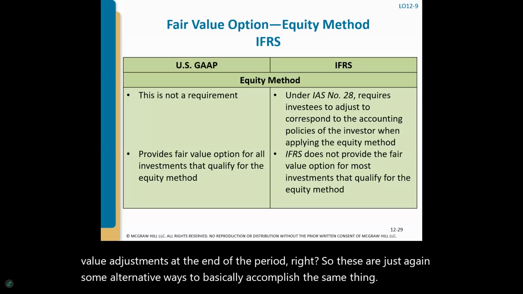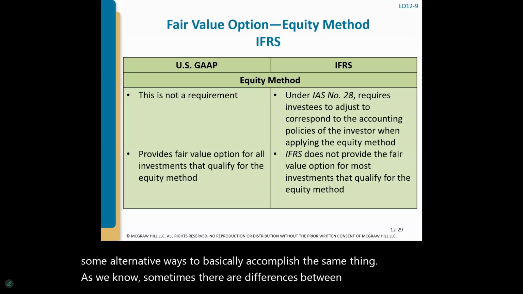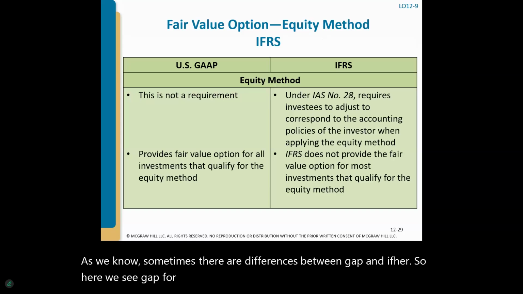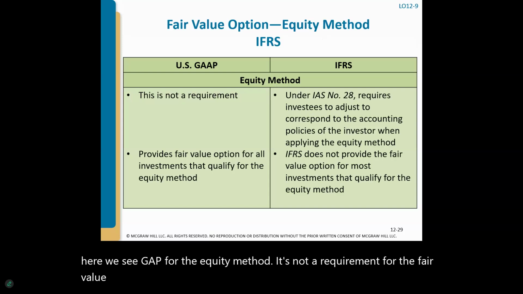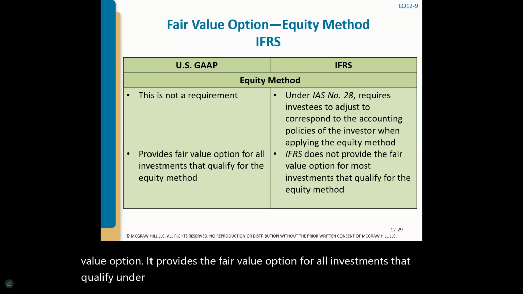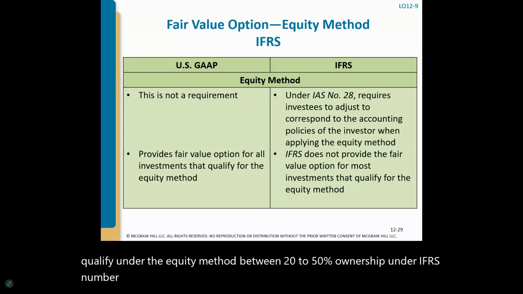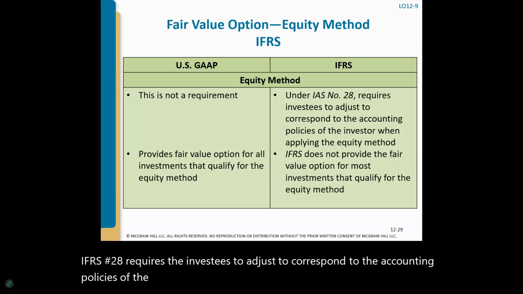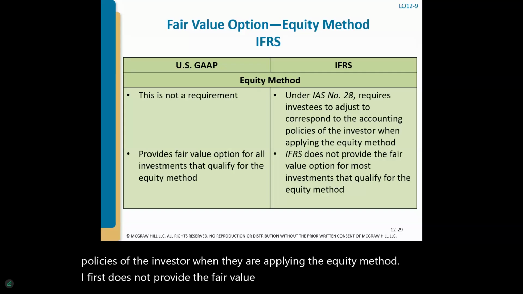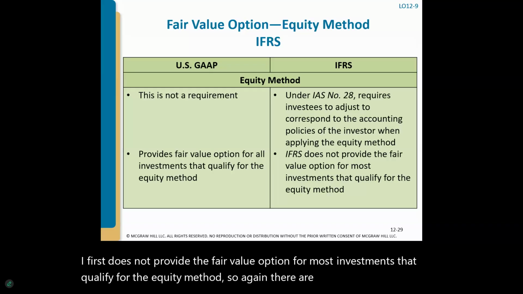As we know, sometimes there are differences between GAAP and IFRS. So here we see GAAP for the equity method. It's not a requirement for the fair value option. It provides the fair value option for all investments that qualify under the equity method between 20 to 50% ownership. Under IFRS, number 28 requires the investees to adjust to correspond to the accounting policies of the investor when they are applying the equity method. IFRS does not provide the fair value option for most investments that qualify for the equity method. So again, there are some nuances between GAAP and IFRS.